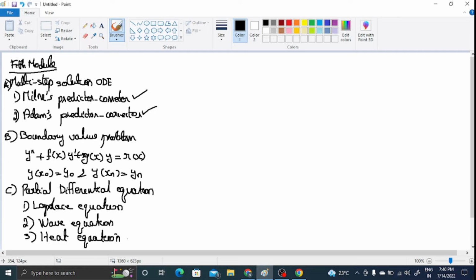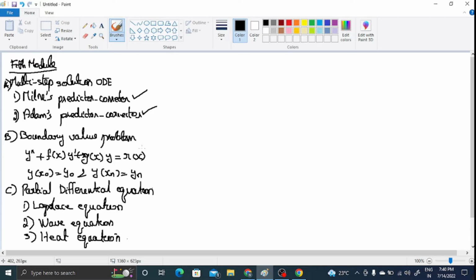Actually one day or maximum two days for the solution of this. Then the boundary value problem, actually two days for the boundary value problem. There is no special method for how to solve it. That's all. There are no different types of methods available for the boundary value problem, like how to solve it iteratively. By using a direct method also we can solve the boundary value problem.